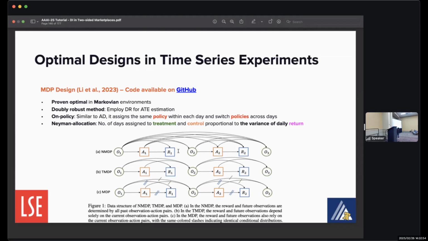And this design is an on-policy design. So within each day it assigns the same treatment, and across days it switches the treatment, and it uses a Neyman allocation. Basically, the number of days assigned to the treatment and the control are proportional to the variance of the daily returns.